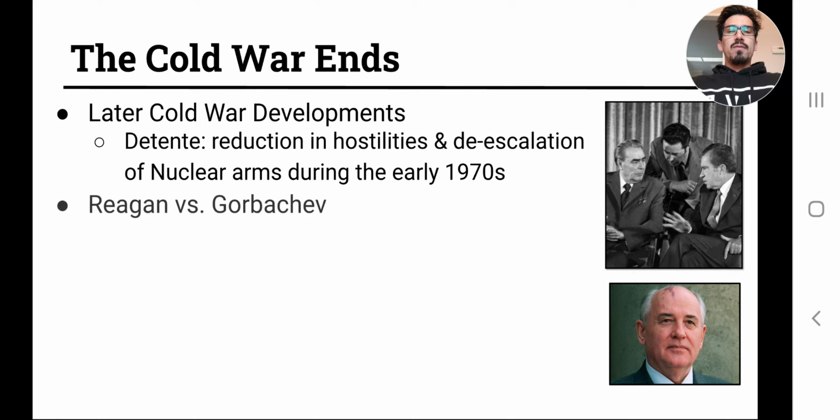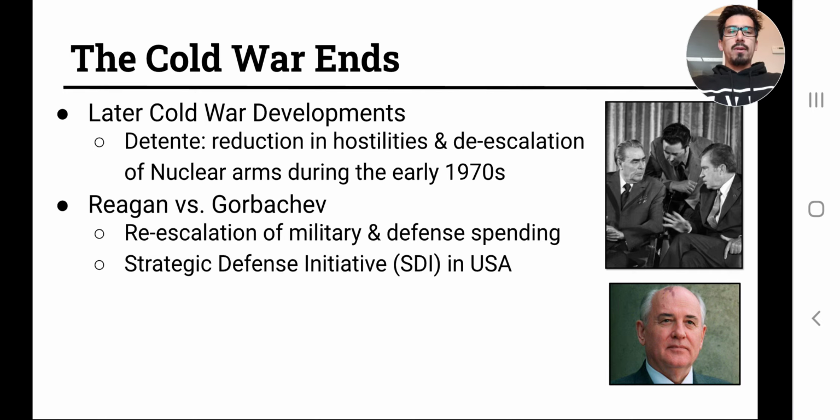Now, later Cold War developments, we have a couple of things that went on. During the 70s, a period was called the détente, which was a reduction in hostilities and a de-escalation of the nuclear arms race. During the 1970s, there were various talks, including one called SALT. These are the Strategic Arms Limitation Talks. And those were important in reducing the proliferation of nuclear weapons. They didn't last for much longer than a few years, but that was an effort to de-escalate the conflict.